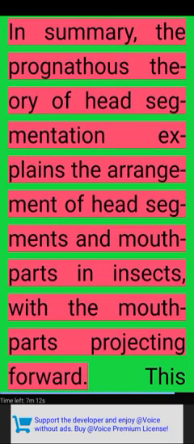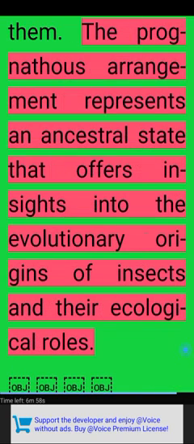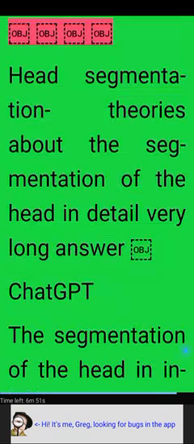In summary, the prognathous theory of head segmentation explains the arrangement of head segments and mouthparts in insects, with the mouthparts projecting forward. This arrangement is associated with feeding adaptations and sensory perception that allow insects to interact with food sources in front of them. The prognathous arrangement represents an ancestral state that offers insights into the evolutionary origins of insects and their ecological roles.